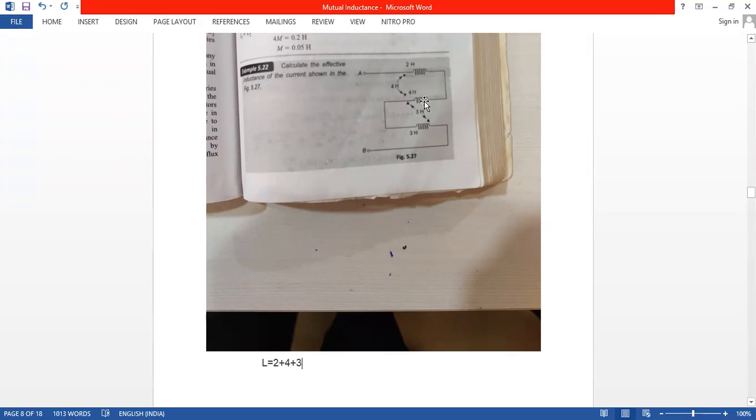How to decide after or before? Depending upon the current flow. Current has started from point A, it has entered here, and then it is flowing, and according to this dot, it is leaving. So entering, leaving is what? Negative or positive? Negative. Entering, entering, positive. Leaving, leaving, positive. Entering, leaving, negative. Leaving, entering, negative.